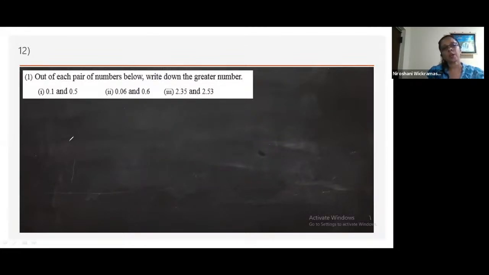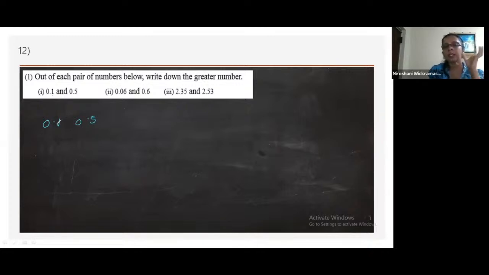Out of each pair of numbers below, write down the greater number. What is the greater number here? Now look at 0.1 and 0.5. If you can't do it straight away, you can convert these to fractions.